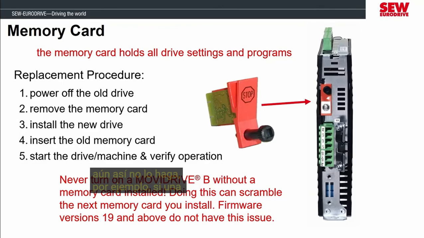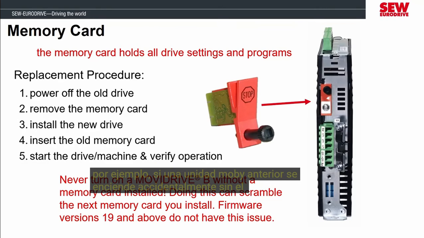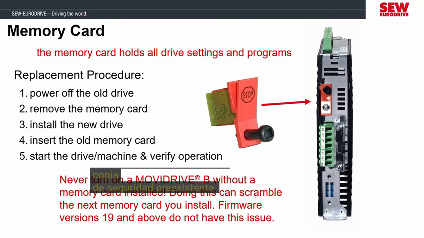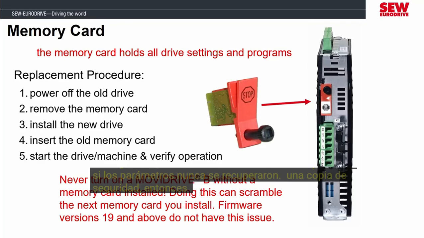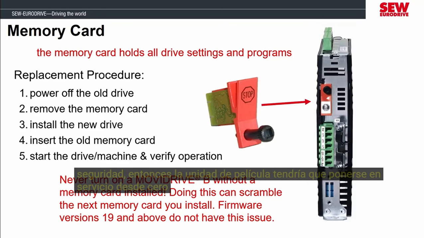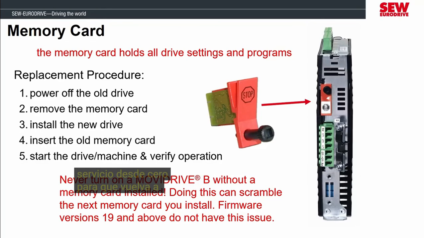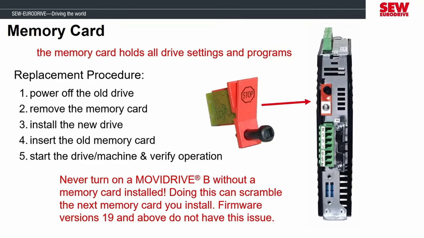For example, if an older MOVIDRIVE is accidentally powered without the module, once the module is installed, the data on it could be scrambled, which corrupts the parameter file and makes it unusable. The only way to recover the parameters after that is to have a pre-existing backup on a keypad or computer. If the parameters have never been backed up, then the MOVIDRIVE would need to be commissioned from scratch to get it operating again. This could be difficult, especially if a custom IPOS program or application module is being used.